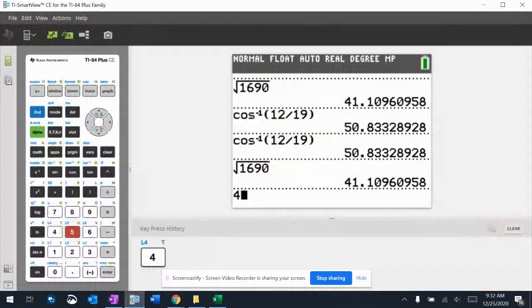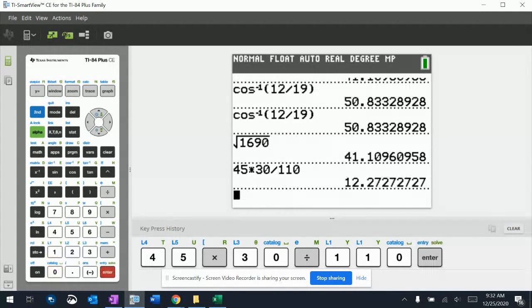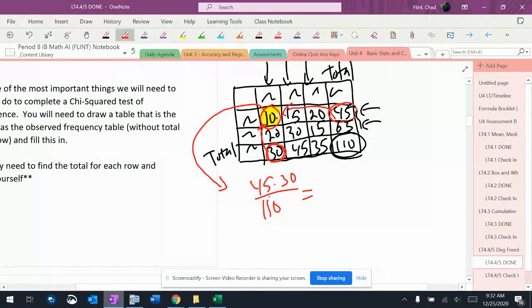That would give me the expected frequency for that particular block right there. What that's figuring out is, if this was completely random, just using the probabilities that are there, how many would I expect to be there? And it's 12.272, and so on. So it's going to be 12.3. So 12.3 would be the expected frequency for that block.